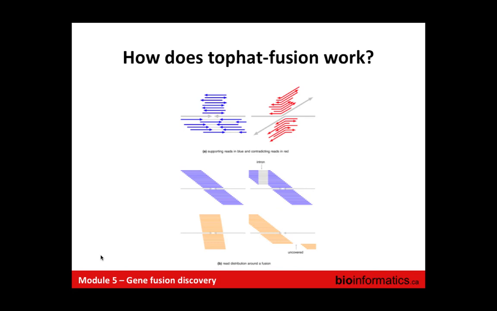And there are several criteria that Top Hat Fusion uses, like we talked about. It's looking for these supporting reads. So there are some reads that map properly along the transcript for that region, that don't extend across a breakpoint and just map normally in that region. And there are other reads that either span or encompass this predicted breakpoint. Those are supporting reads, and these are contradicting reads. So it's going to look for a preponderance of these supporting reads.